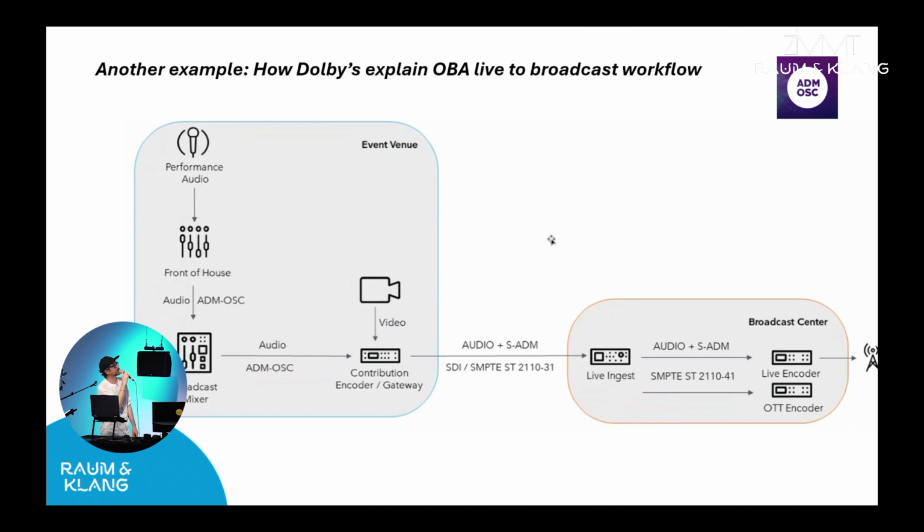Last time, my colleague James Cowdery from Dolby showed me this picture, which is a little bit newer. This is another example coming from Dolby documentation. You have the performance audio, the front of house audio, and ADM-OSC sent to the broadcast mixer, and you can find it again here, sending to the contribution encoder and gateway, which mixes it with the video flux and broadcasts this. On the opposite side you can find another live ingester which will reproduce audio and ADM, etc. So this is another example of the kind of signal flow, let's say.